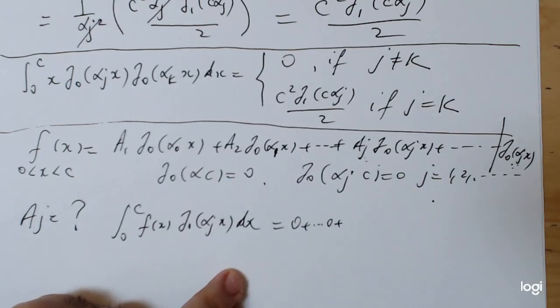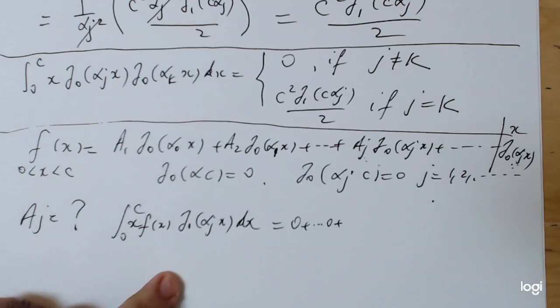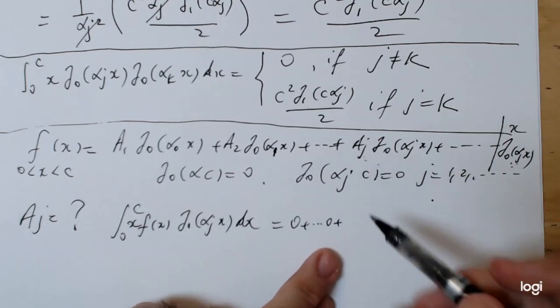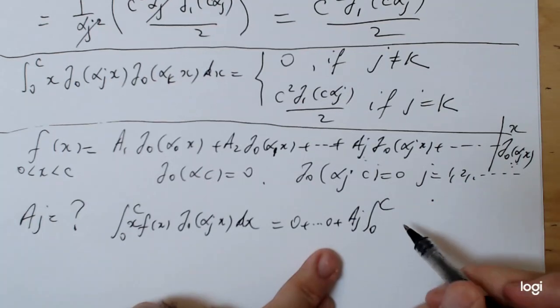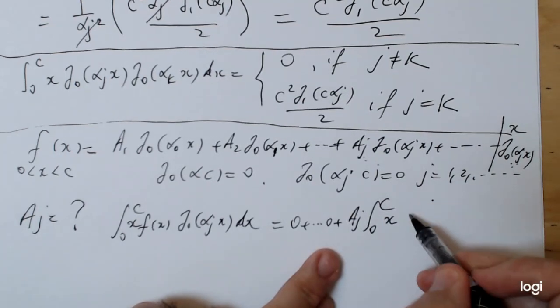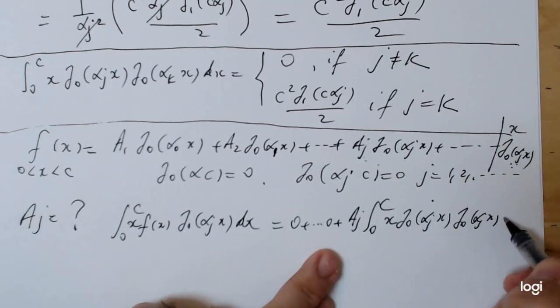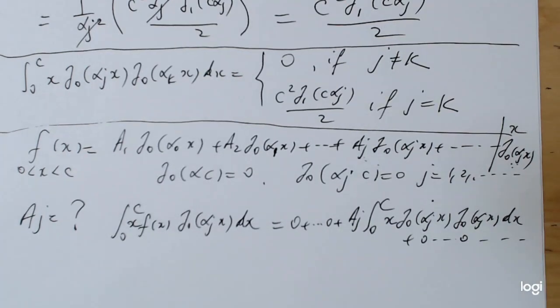By the way, sorry, you multiply not by J0, you multiply by x times J0, because remember, you need the weight function x. So you multiply both sides by x times J0(alpha_j x). The non-zero integral will be the integral from 0 to c of x J0(alpha_j x) J0(alpha_j x) dx, and all the other integrals are 0. And this gives you the way to find the Fourier-Bessel coefficient.